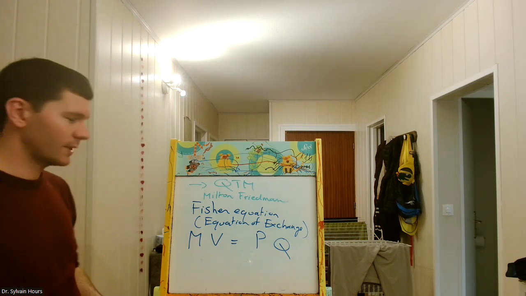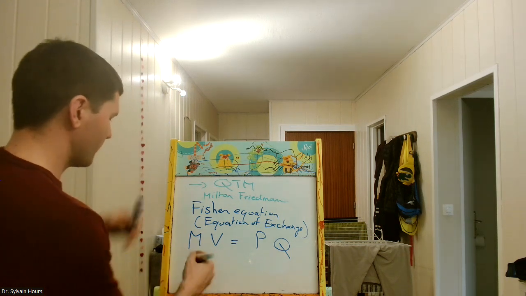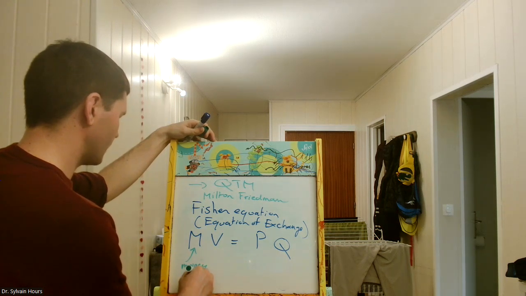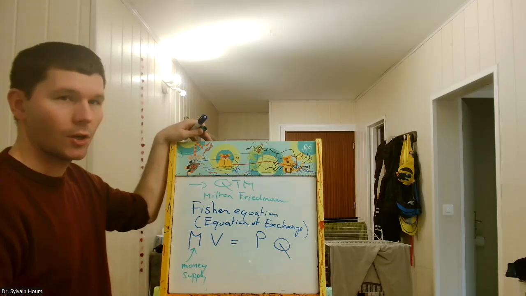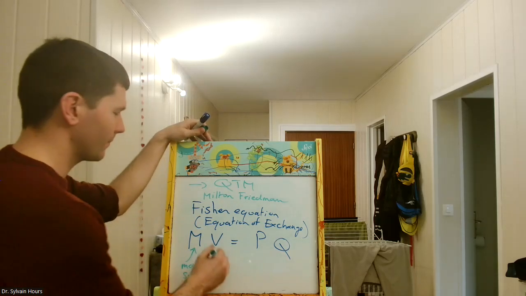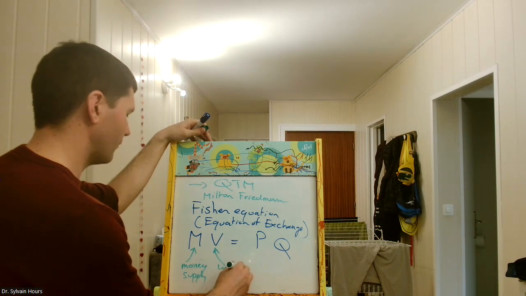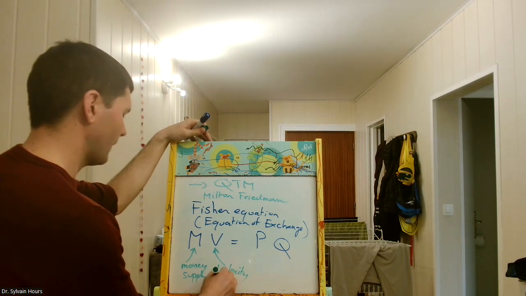It's important to understand what it means. M is the money supply. It's the amount of money that is in circulation in the economy, the quantity of money. V is the velocity of money, or the velocity of circulation.